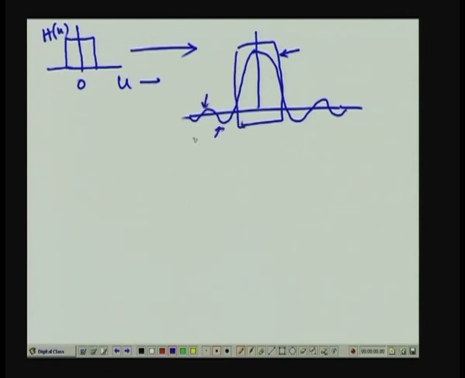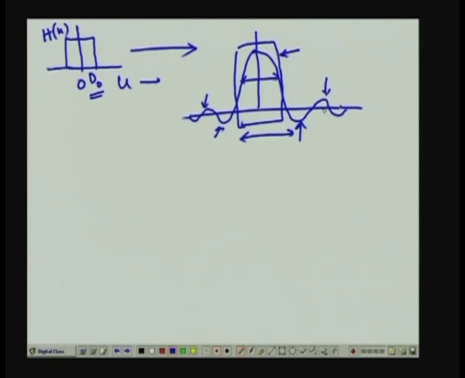So, here you find that there is a main component, which is the central component, and there are other secondary components. Now, the spread of this main component is inversely proportional to d0, which is the cutoff frequency of the ideal low pass filter. So, as I reduce d0, this spread is going to increase, and that is what is responsible for more and more blurring of the image. Whereas, the number of secondary components over a unit length is inversely proportional to the cutoff frequency d0, and these are the ones which are responsible for the ringing effect.